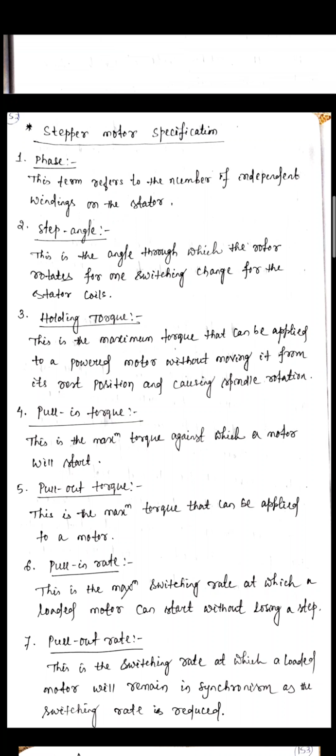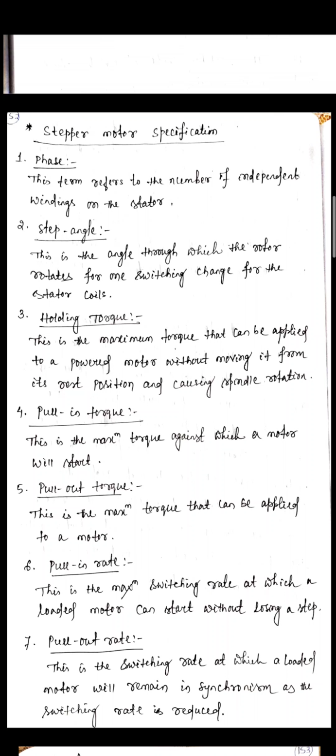Next, the third one is holding torque. This is the maximum torque that can be applied to a powered motor without moving it from its rest position and causing spindle rotation. Next, pull in torque. This is the maximum torque against which a motor will start. Next, pull out torque. This is the maximum torque that can be applied to a motor.